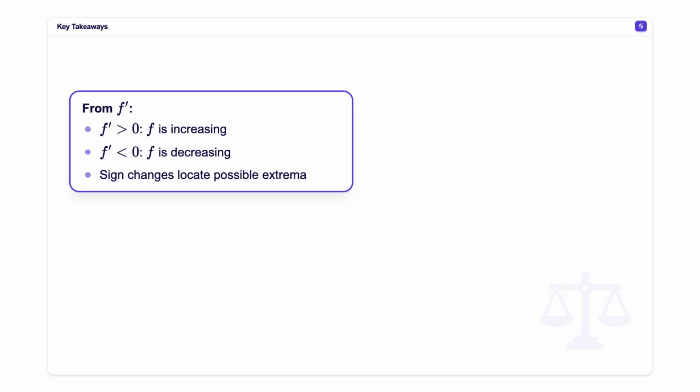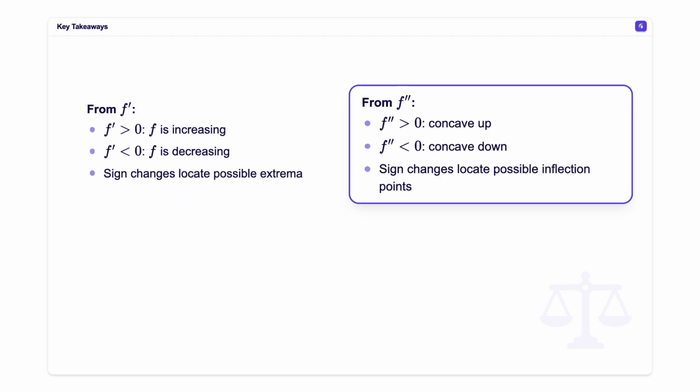From the graph of f prime, you can decide where f is increasing or decreasing. If f prime is positive, f rises. If f prime is negative, f falls, and a sign change in f prime points to a possible local maximum or local minimum. From the graph of f double prime, you can decide the concavity of f, which means the way the graph bends. Positive f double prime means concave up, negative f double prime means concave down, and a sign change in f double prime points to a possible inflection point.